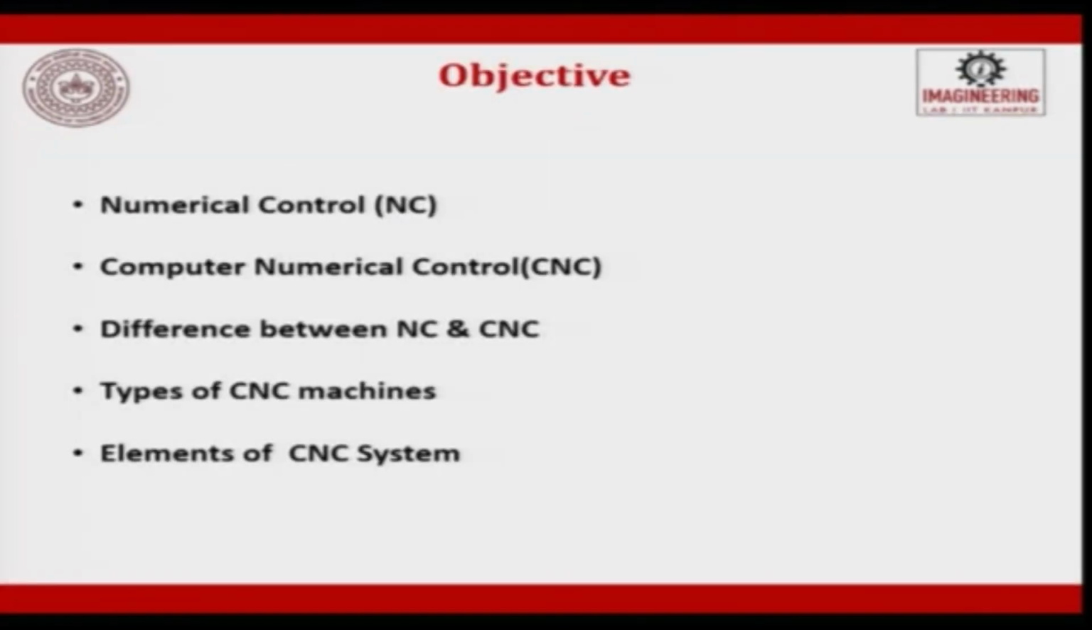So, in this lecture we will see what is NC, numerical control, how did it give a lead to CNC, then what is the difference between NC and CNC, the different types of CNC machines, and at last we will see what are the elements of CNC system.